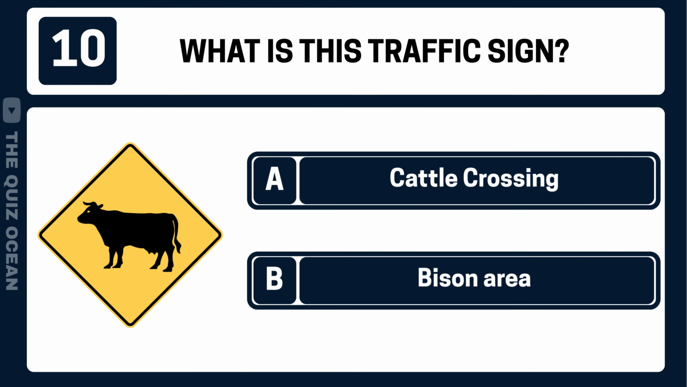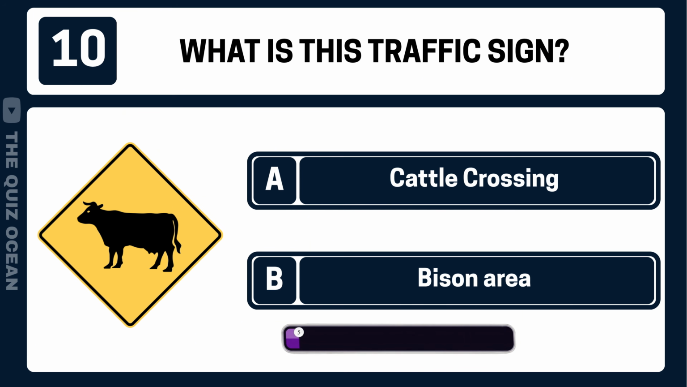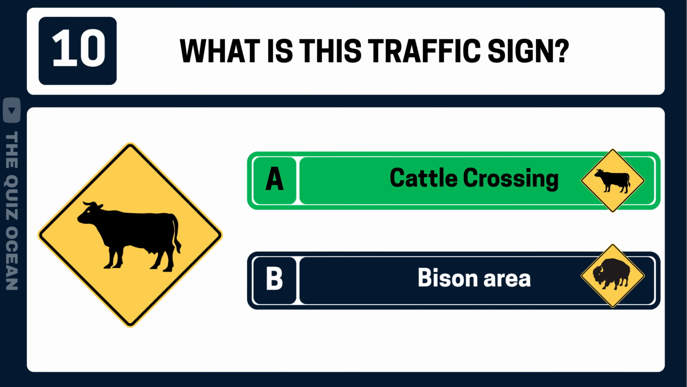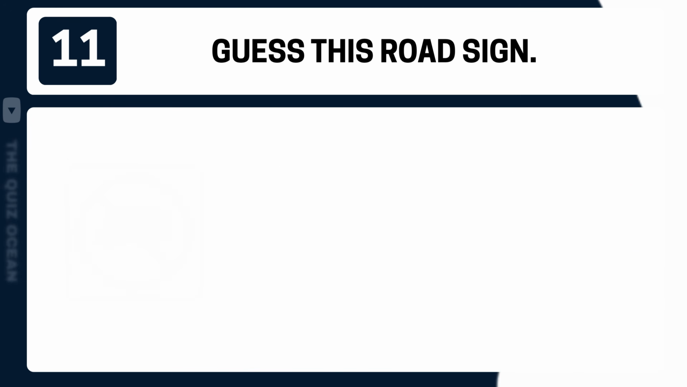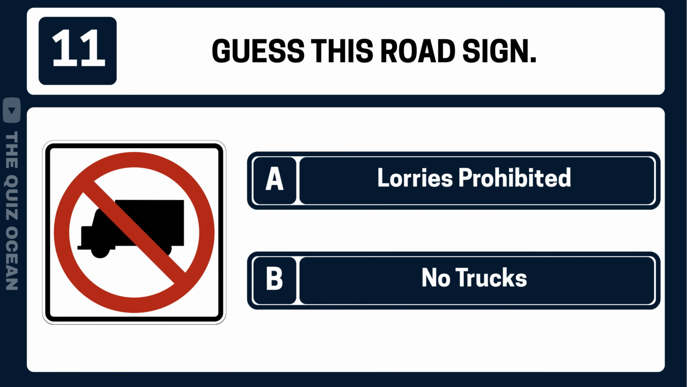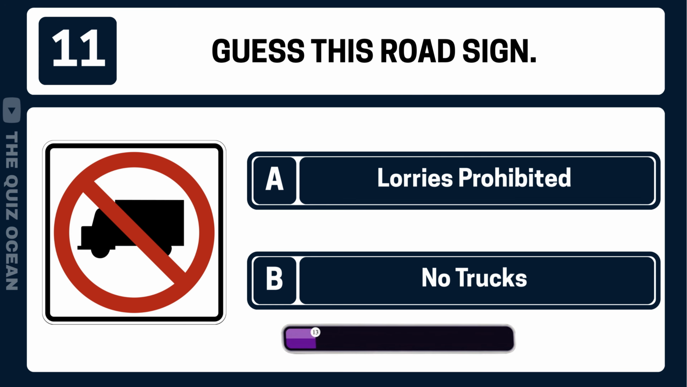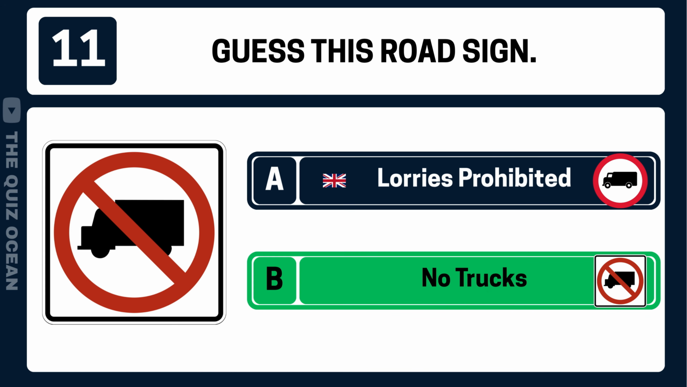What is this traffic sign? A. Cattle crossing. B. Bison area. Right. It is the cattle crossing sign. Guess this road sign. A. Lorries prohibited. B. No trucks. Well spotted. It is the no truck sign.